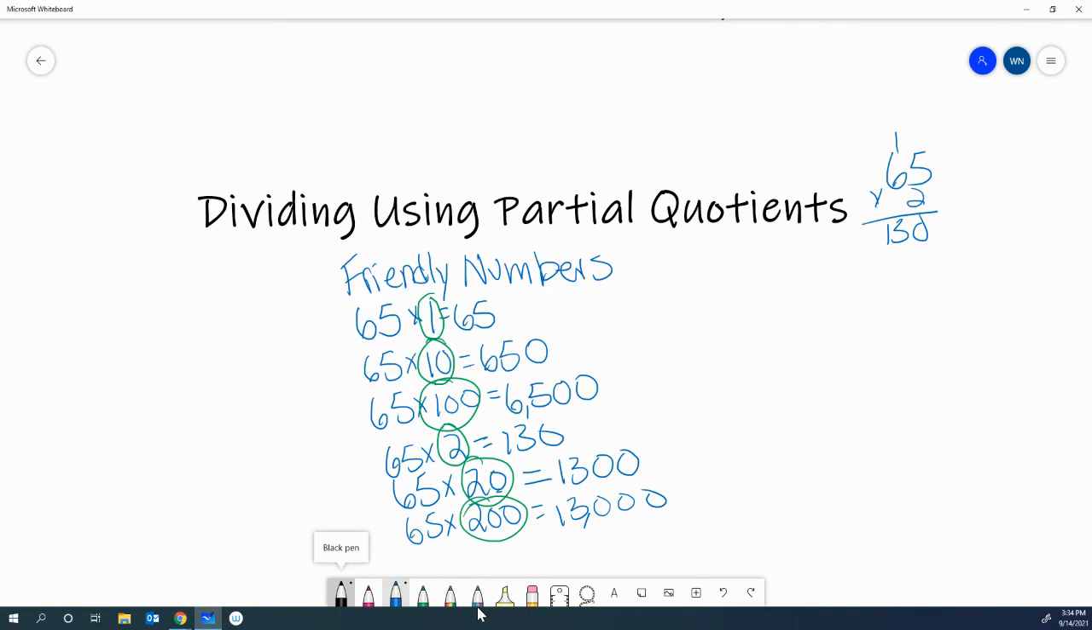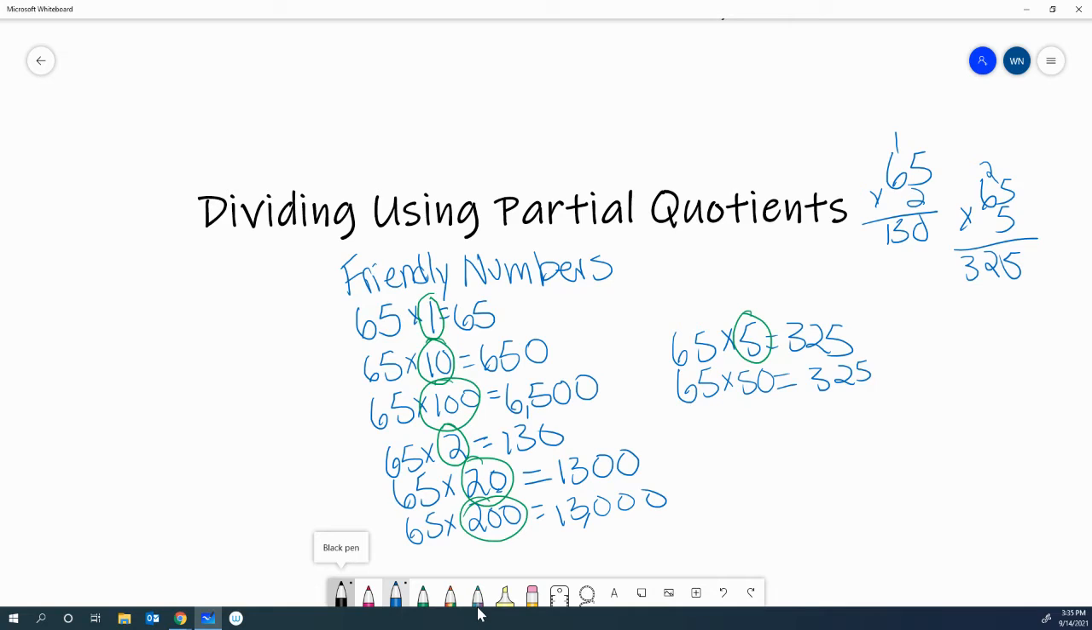Let's think of another friendly number. I know my 5's times tables really, really well. That means that 5 is also a friendly number. I know that 65 times 5 equals 325. So 5 is a friendly number. But let's take what we learned with our 2 and do it over here too. What about 65 times 50? That sounds like such a hard problem. But I know that 65 times 5 is 325. All I have to do is add the 0 from the 50, and I've got 3,250. That makes 50 a friendly number.